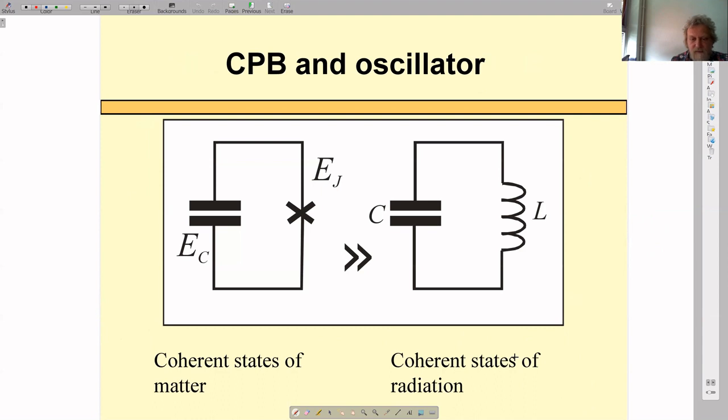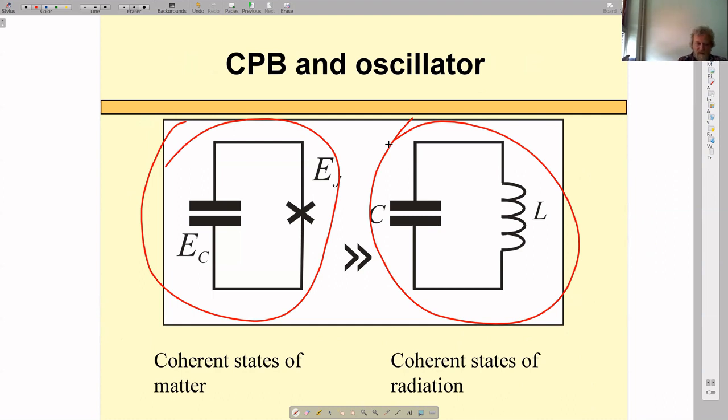Sorry for some delay. Let me just finish with a couple of phrases which conclude the lesson. Let me compare this device, the Cooper pair box, and an actual oscillator. Here we've been dealing with coherent states of matter, with superconductivity. But at least if the Josephson energy dominates, the resulting states are in fact very similar to oscillation states. And in fact, the resulting circuit is also very similar to a classical oscillator.